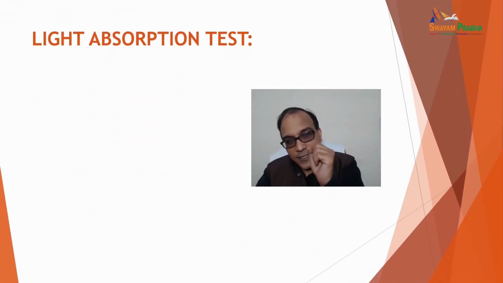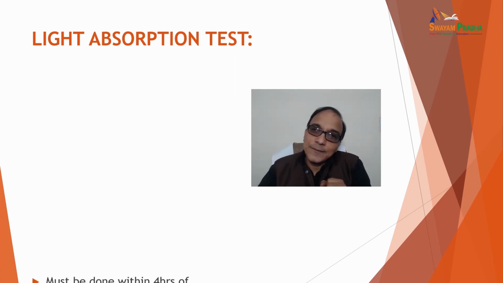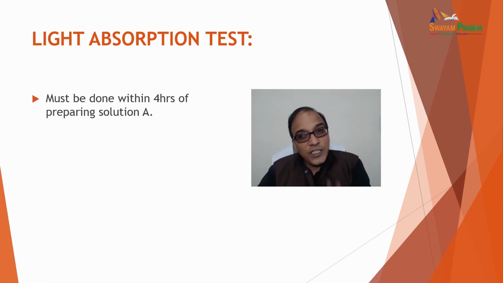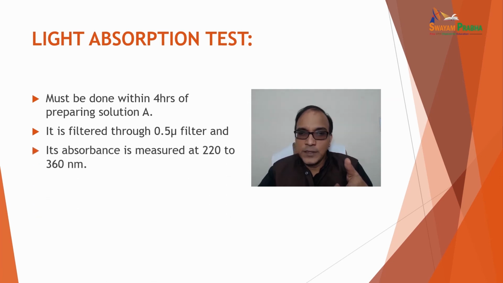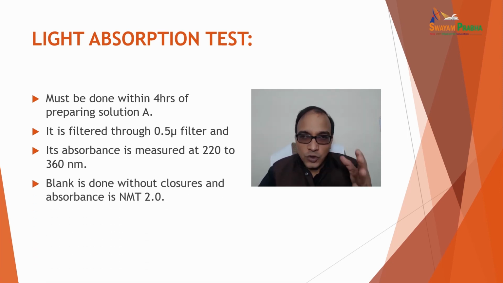Light absorption test. What are we going to do in this test? It must be done within 4 hours of preparing solution A. Remember, we have told you how to prepare solution A for the closure. It is filtered through a 0.5 micron filter and its absorption is measured at 220 to 360 nanometer. The blank is done without closures and the absorbance is not more than 2.